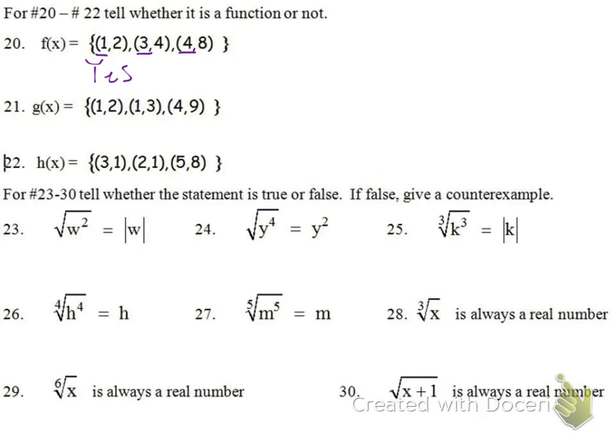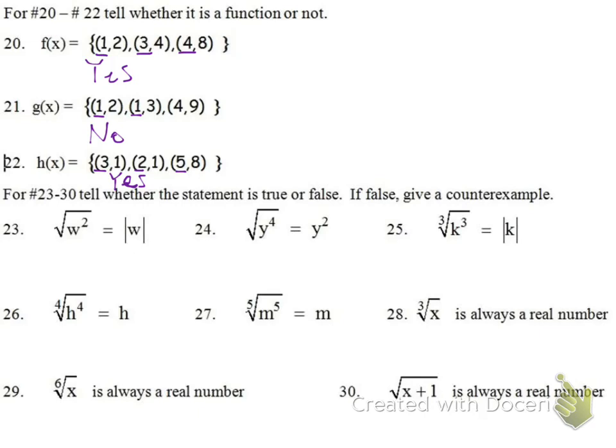Whereas I look at 21, I have duplicates for the 1, and what this tells us is if I plugged in 1, I could either get 2 or I could get 3, and that does not give us a function because for each value we plug in, we should get a unique solution. So this one is a no. And then we looked at 22, we have 3, 2, 5. They're all unique, there's no duplicates, so that one is a function as well. So anytime x has duplicates, multiple points for the same x value, that's when it will not be a function.